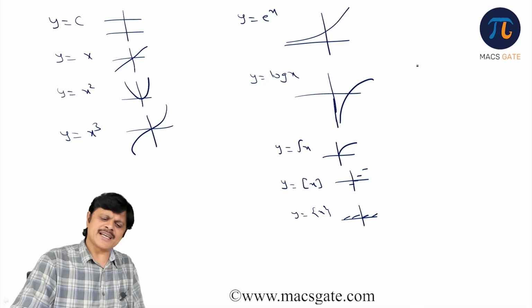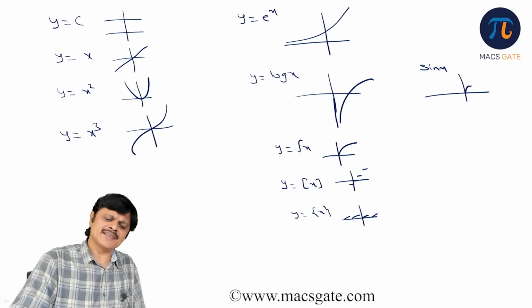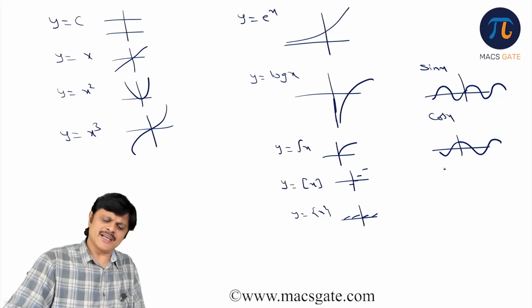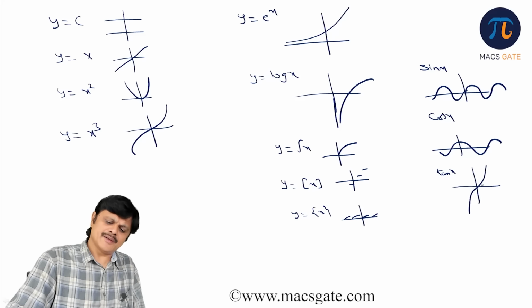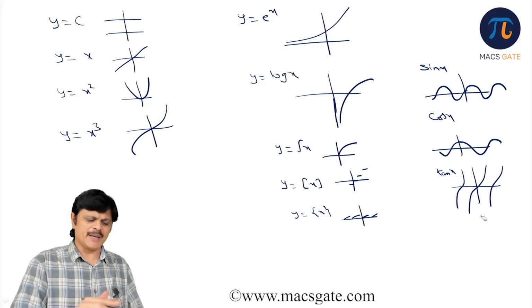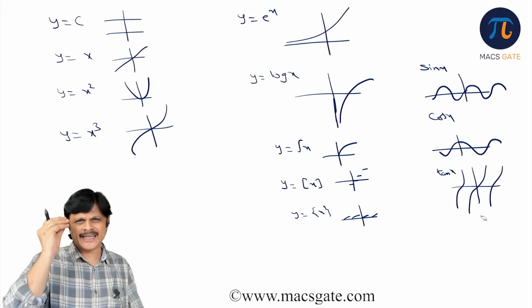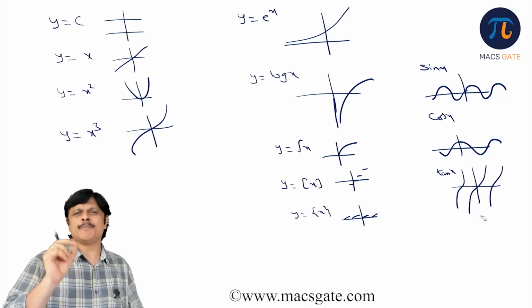And of course sin x, cos x. What is the graph of sin x? This is the sin x graph. The cos x graph, at x equal to 0 it is 1, so it is the graph of that. Am I clear? Tan x, so we will have this as the graph of tan x. Minimum graphs one needs to recall immediately whenever you think about basic functions.